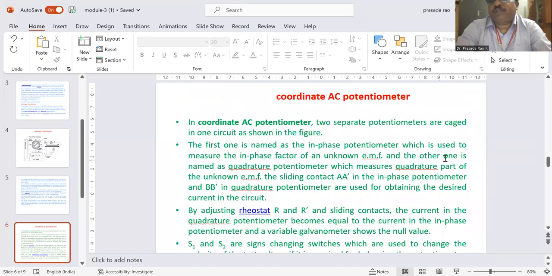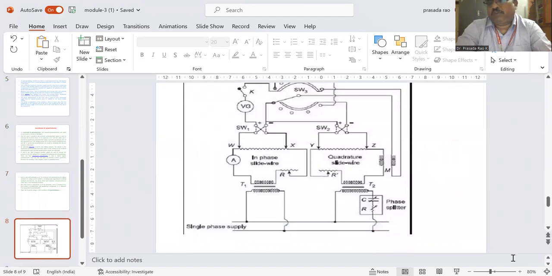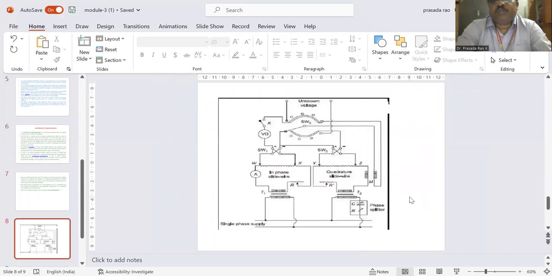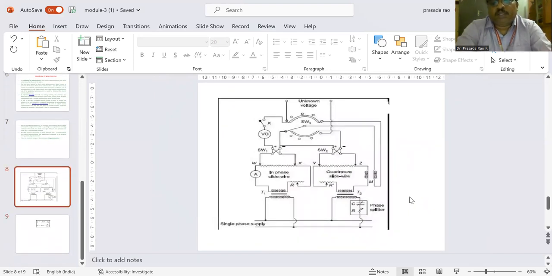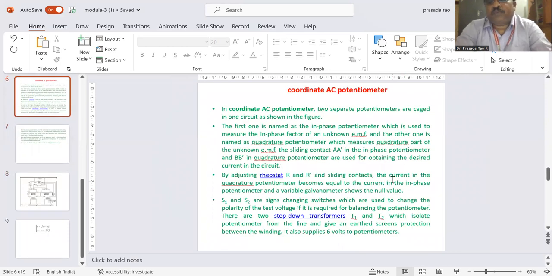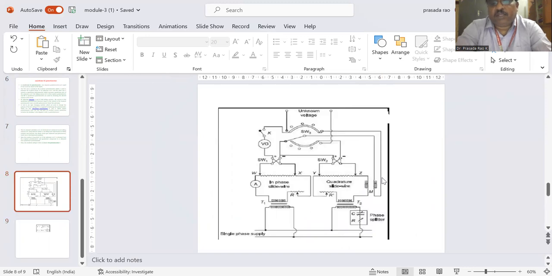Now the coordinate type is a potentiometer. In the coordinate type AC potentiometer, two separate potentiometers are connected in one circuit. And this is the circuit diagram of the coordinate type AC potentiometer. Here two separate potentiometers are connected on the same circuit. Now see, there are two slide wires.